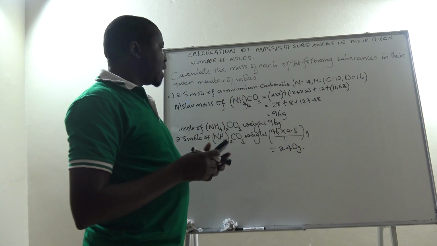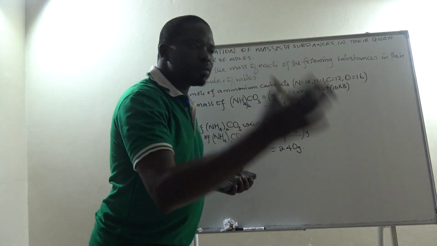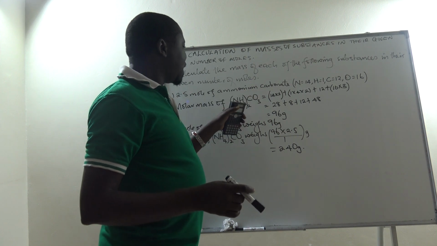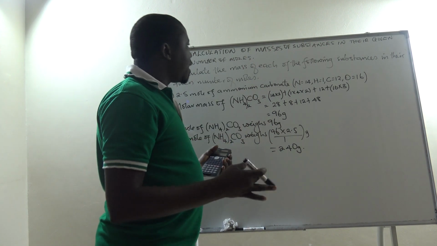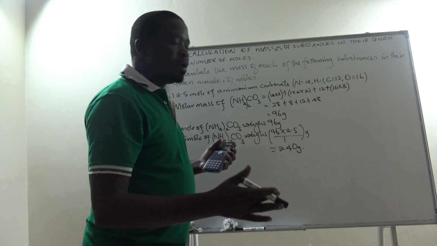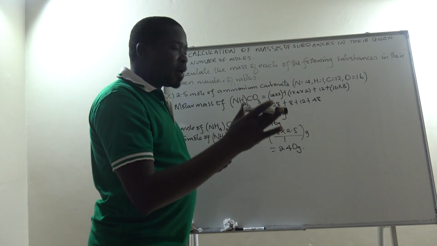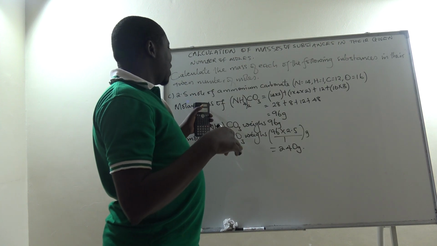So don't forget this, that if you are looking for moles from given masses, you have to firstly work out the molar mass of that compound. And if you are looking for mass from some given number of moles of a compound or compounds, you need to also firstly work out the molar mass, then you come to your argument.